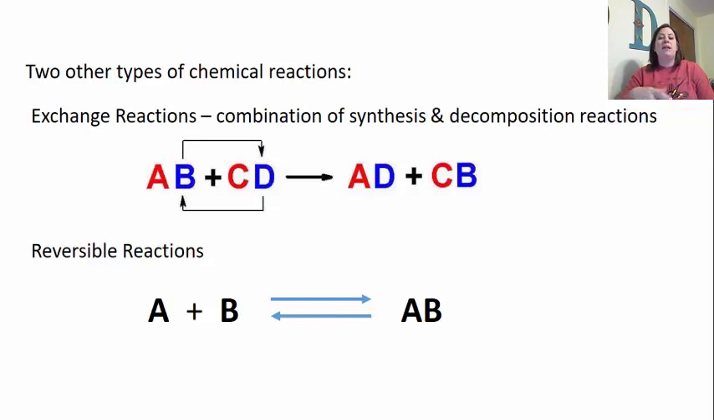We also see that we can have reversible reactions. Reversible reactions are represented by arrows going in both directions. So this is where you have A plus B turning into AB. That's a synthesis reaction. However, we can take that AB and break it apart and make it into a decomposition reaction. So they can go back and forth constantly.